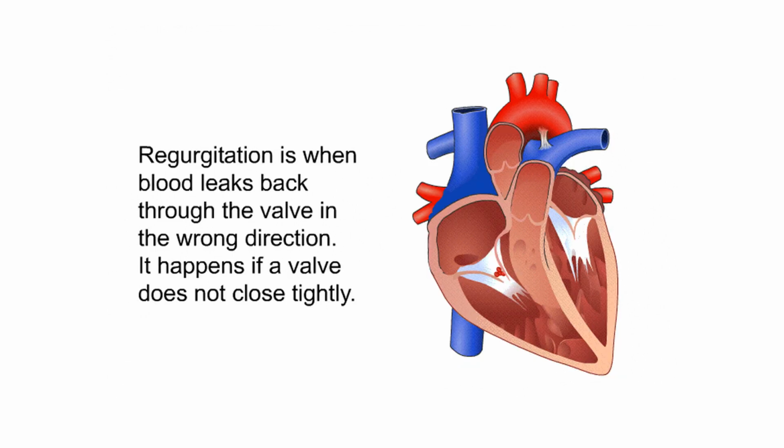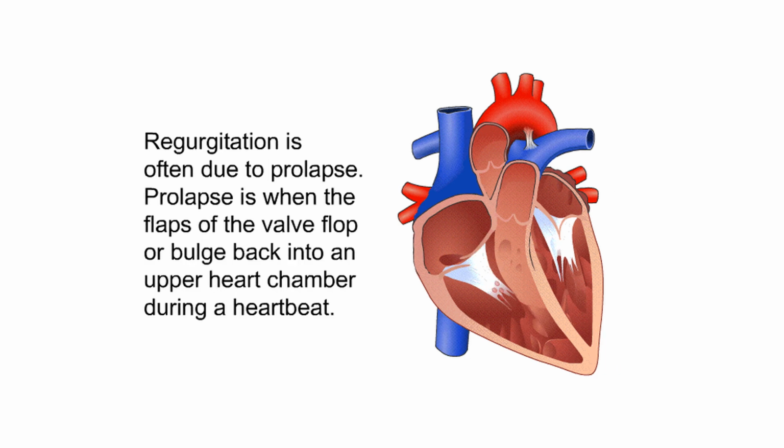Regurgitation is when blood leaks back through the valve in the wrong direction. It happens if a valve does not close tightly. Regurgitation is often due to prolapse. Prolapse is when the flaps of the valve flop or bulge back into an upper heart chamber during a heartbeat.